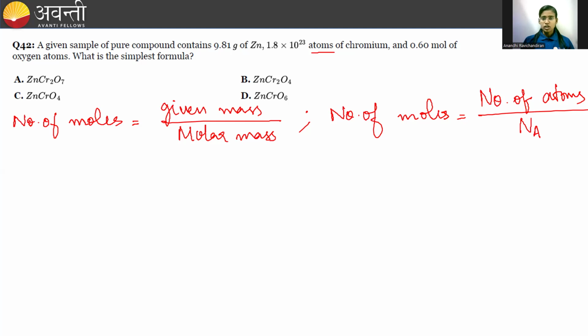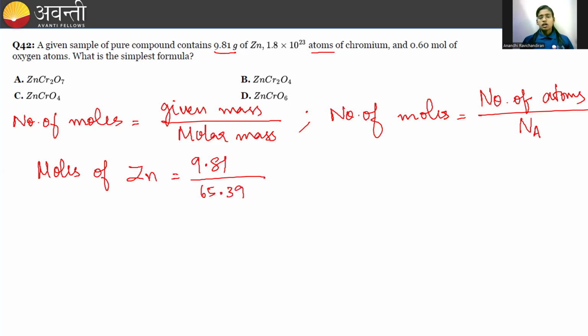Got it? So let me find out the number of moles of zinc first. So moles of zinc is equal to, what is given? Mass of zinc is given. What is the mass? 9.81. Given mass is 9.81. And the molar mass of zinc, we have to study and substitute. We should know the molar mass of zinc. It is 65.39. So if you don't know this value, try to memorize it. So the molar mass of zinc is 65.39.